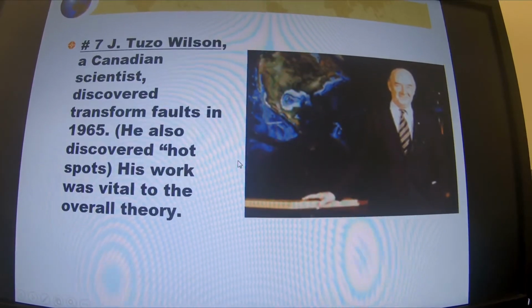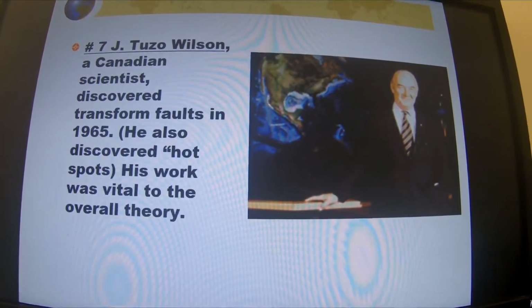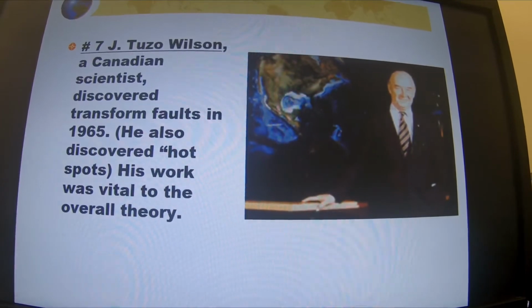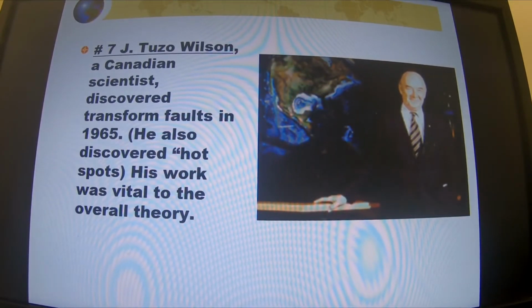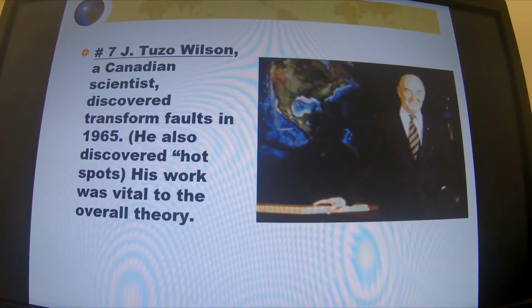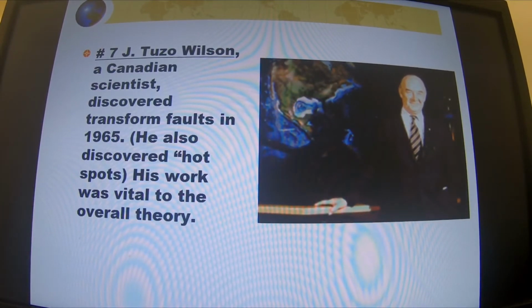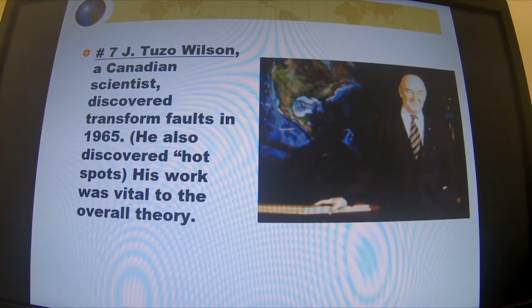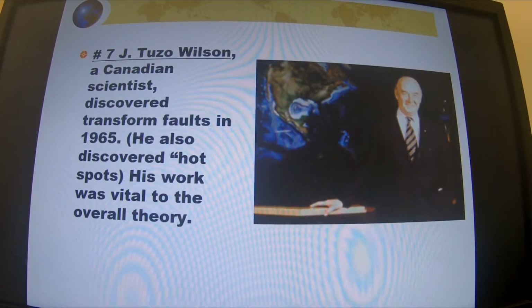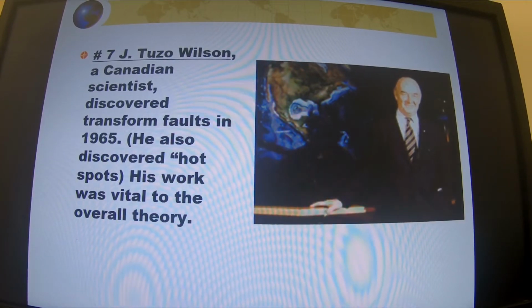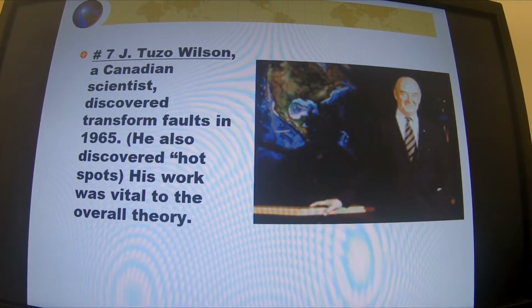Now, number 7, one of the last things that we know is that a Canadian scientist was really at the forefront of determining these plates and how they move. And his name was J. Tuzo Wilson. And he discovered transform faults in 1965. He also discovered what were called hotspots. His work was vital to the overall theory. So he was the one who really looked into transform faults. At the time, we just sort of knew about the two types, but we didn't really know that there were also faults pulling away from each other in different directions.